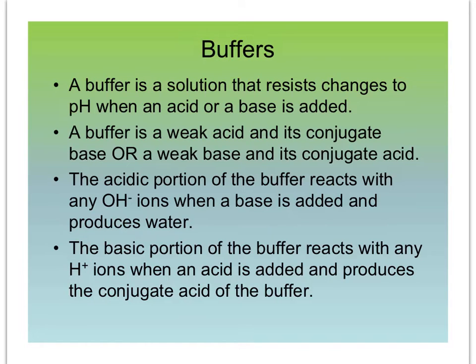In our body, we have a lot of different buffer systems so that our blood remains at a certain pH level so it doesn't go up or go down, because that would not be good for our organs, for example. So how do you make a buffer?